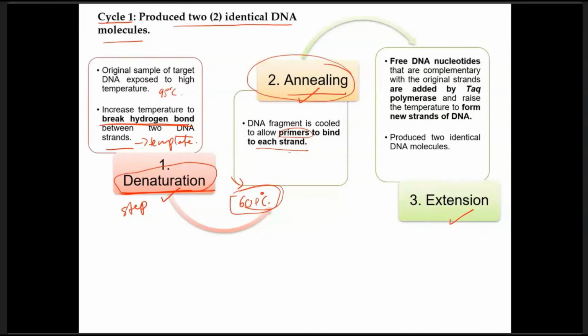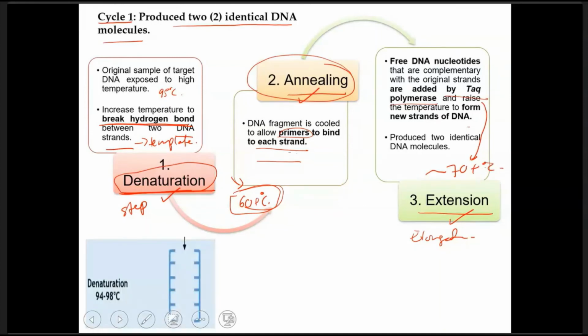After the primer has bound to the DNA template, the next step is extension, or elongation, where the free DNA nucleotides that are complementary with the original strand are added by Taq polymerase and you raise the temperature to form a new DNA strand, producing two identical DNA molecules. You raise the temperature to about 70 plus degrees. So these are the ranges of the temperature.